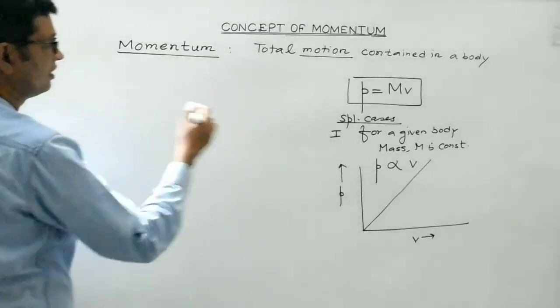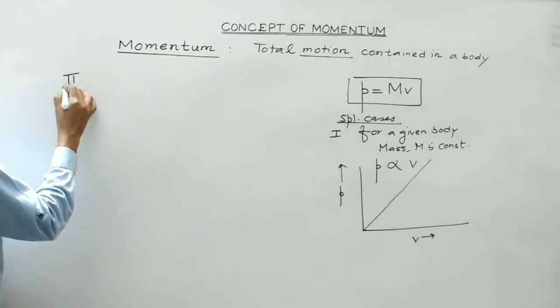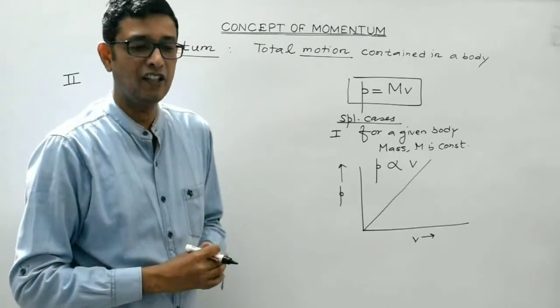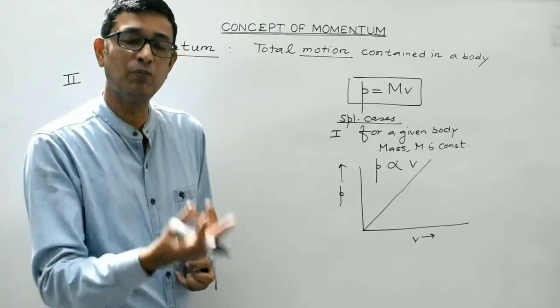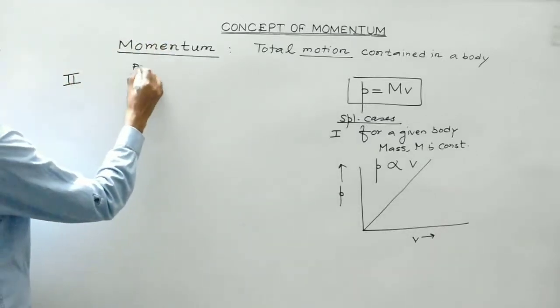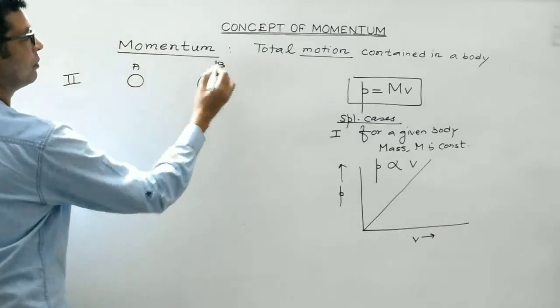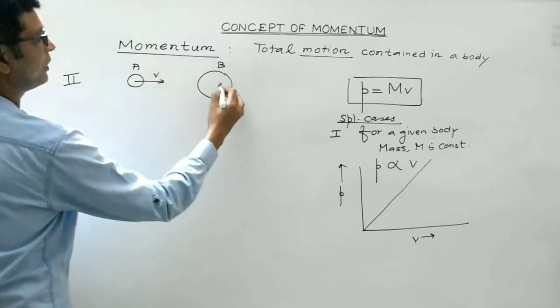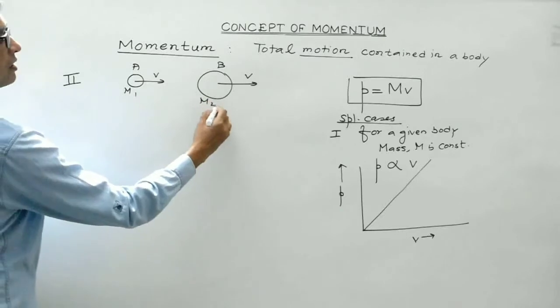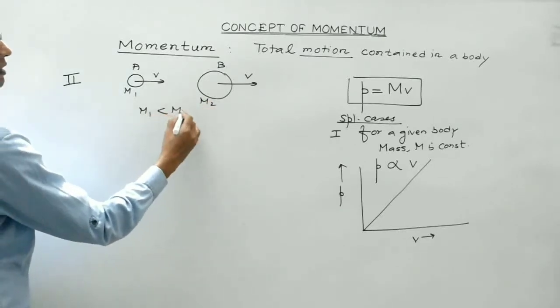Now consider case 2. Now we will consider the case of 2 different bodies, right? Having different masses but moving with the same speed. Suppose this is body A and let us consider this to be body B. Both are moving with speed V. But masses are different. M1 is less than M2.